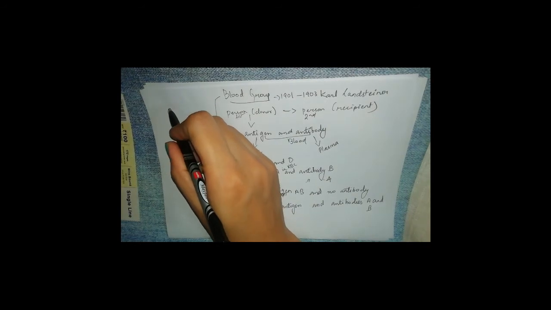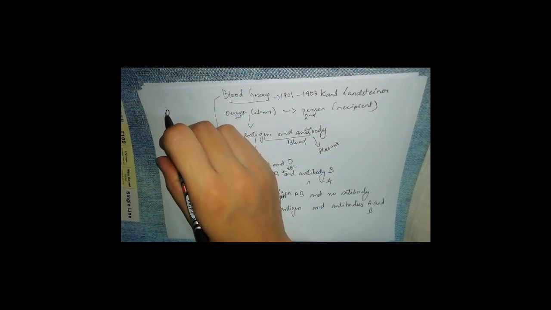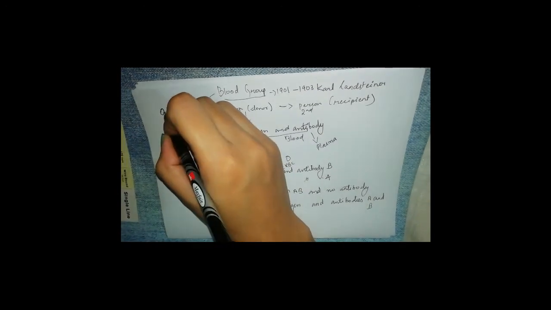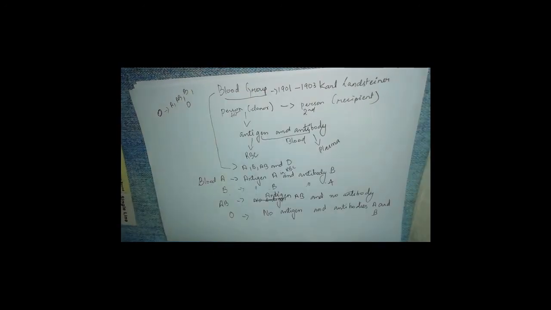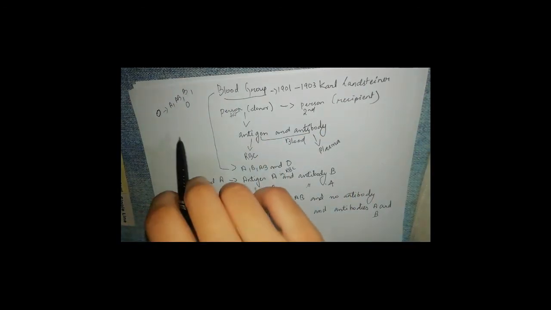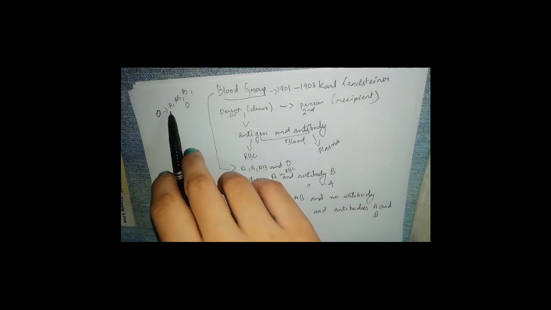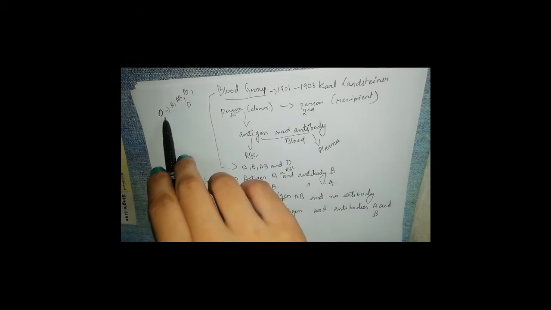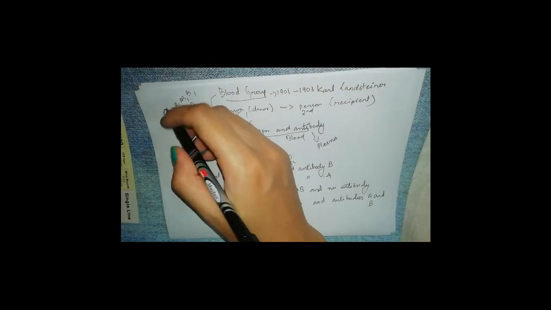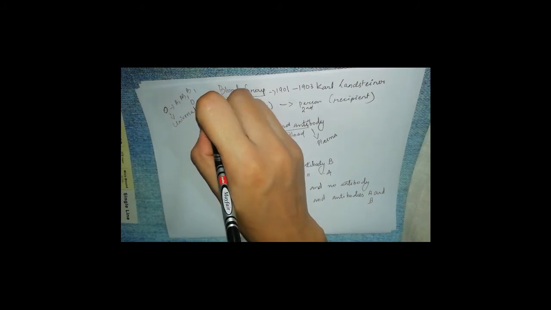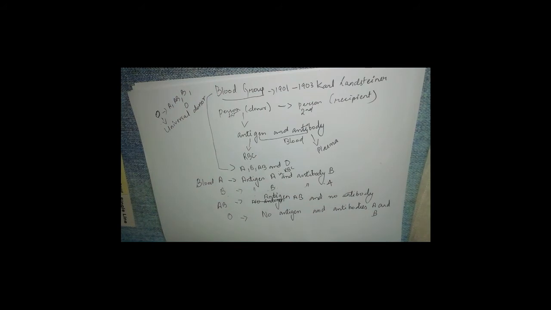Remember, blood group O can be given to a person of any blood group. They can donate blood to A, to AB, to B, to O, to anyone. Anyone can receive blood O. If you are blood group A, AB, B or O, you can receive blood from O. So that's why they are known as the universal donor.